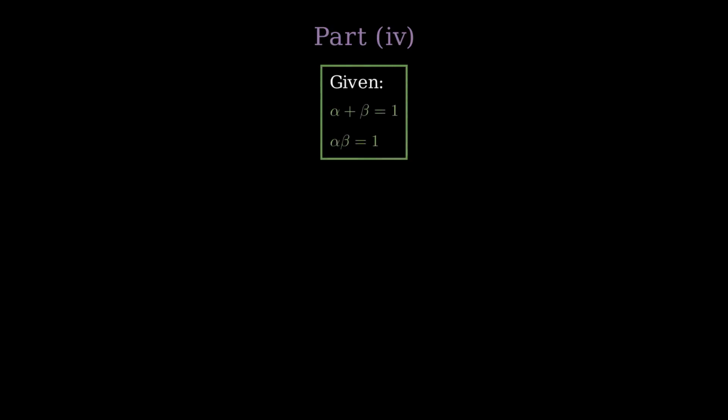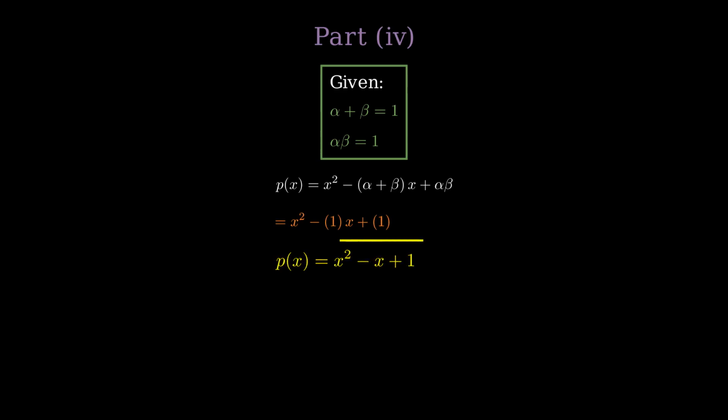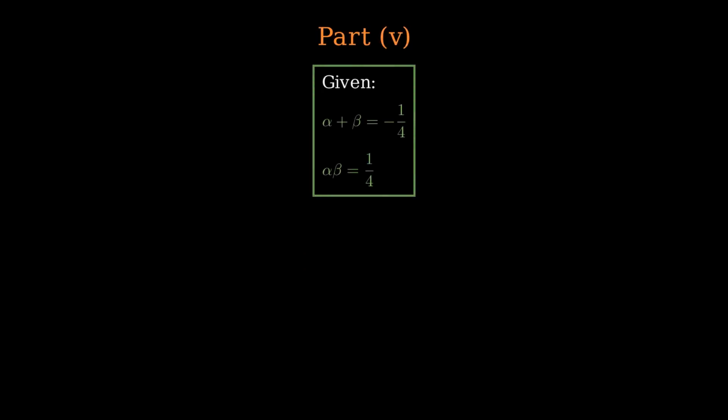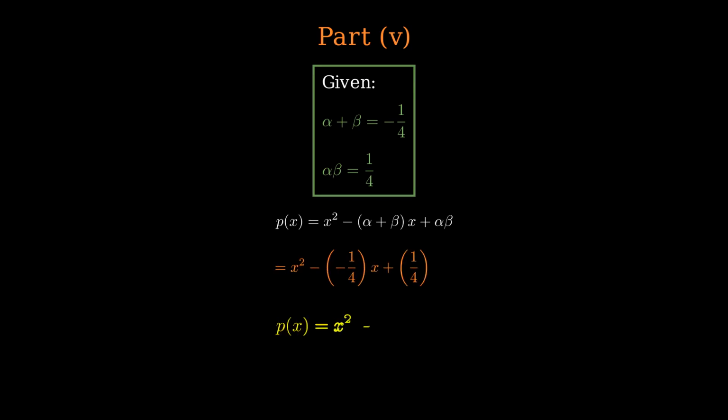Part 4. The sum of zeros is 1 and the product is 1. Substituting, P of x equals x squared minus 1 times x plus 1, which gives x squared minus x plus 1. Part 5. The sum of zeros is 1/4 and the product is 1/4. Substituting, P of x equals x squared minus 1/4 x plus 1/4. Multiplying by 4 gives 4x squared minus x plus 1 as an equivalent form.